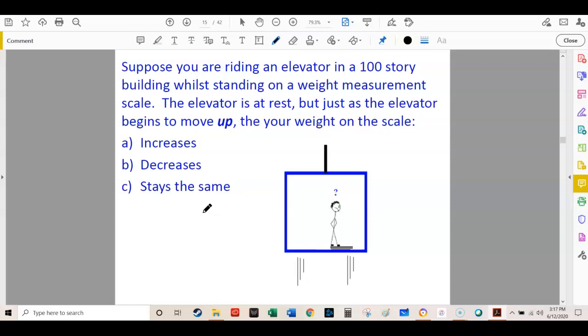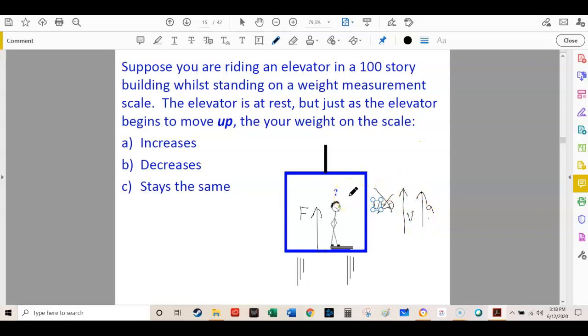All right, well, you're standing on a weight scale and you begin to accelerate upwards. Well, you want to stay not moving, right? So you want your velocity to be 0. However, the bottom of the elevator is going to begin moving upwards, and not only that, it's going to begin accelerating upwards. So you want to stay at rest, but the elevator is going to be applying an upward force to you to get you to move upwards, to get you to speed up as you're moving upwards, right?